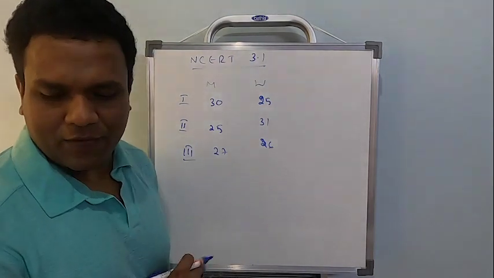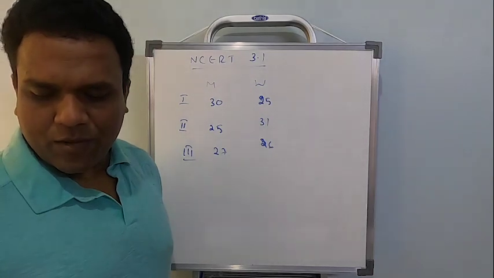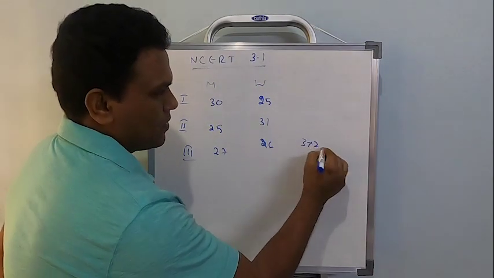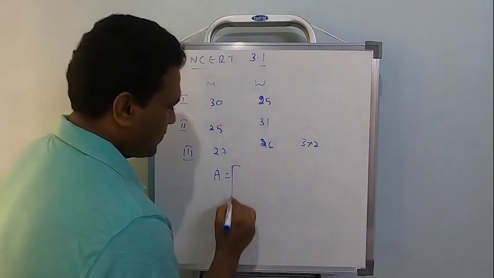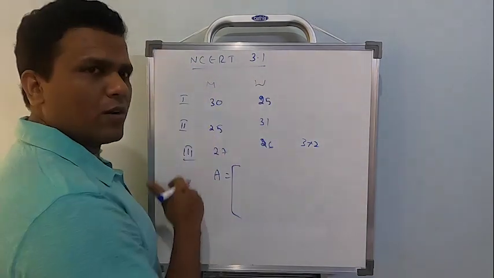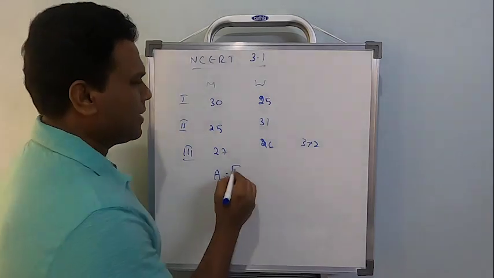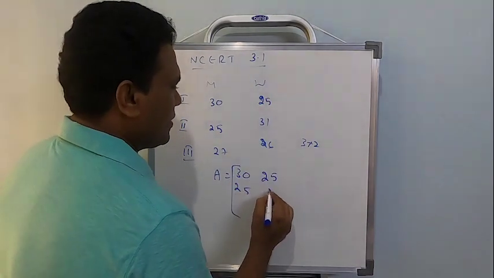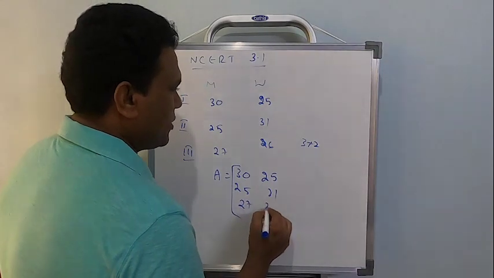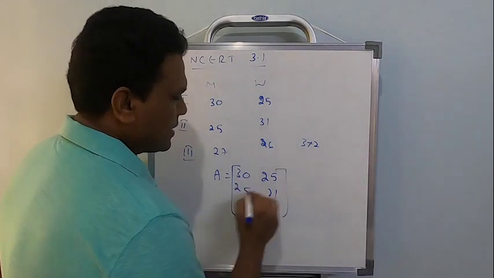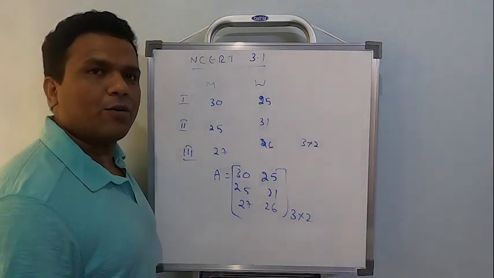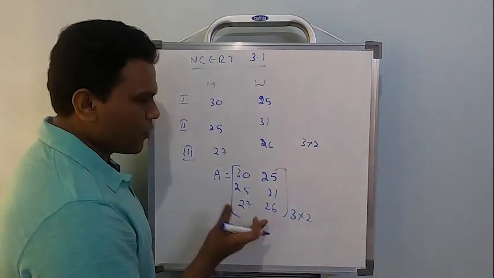In this, first thing, they are telling us to represent the above information in the form of a 3 cross 2 matrix, 3 by 2 matrix. Right. Nothing to write for men, women, worker, factory, nothing to mention. So this will be 30, 25; 25, 31; 27, 26. And look at this, there are 3 rows, 2 columns. So the order of this matrix will be 3 by 2. Represent the given data in the form of a matrix.